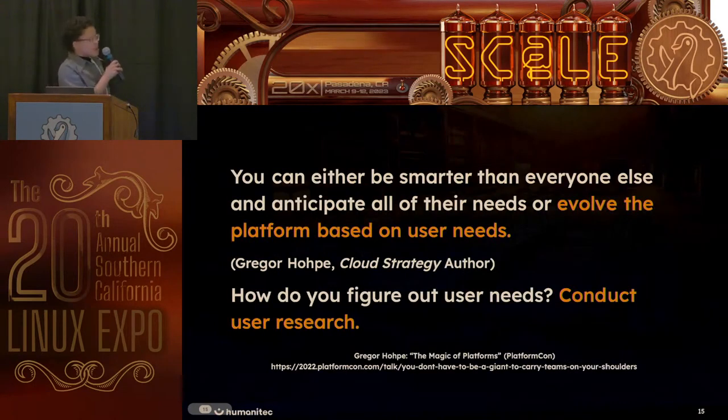I think Gregor Hohpe put this pretty well in his keynote for PlatformCon. He said that you can either be smarter than everyone else and anticipate all of their needs, or you can evolve the platform based on user needs. And in order to figure out what your users, what your developers actually need, you have to conduct user research.